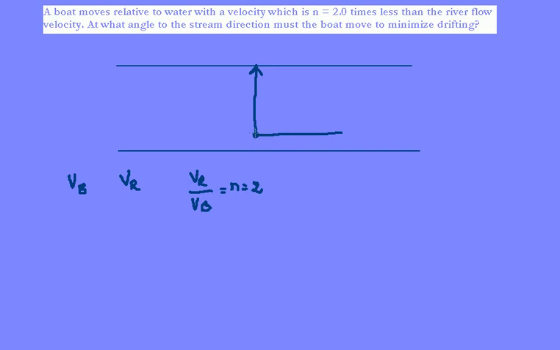An angle theta at which the boat should move in such a way that the drift becomes minimal. They're not saying zero drift, it will be minimal. So this would be the velocity of the boat, and this is the velocity of the river.